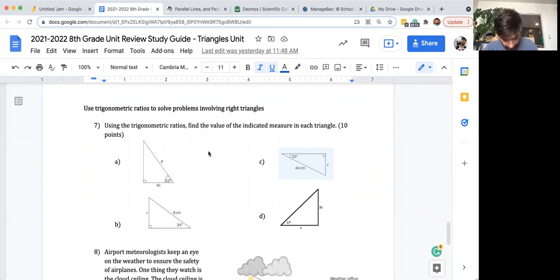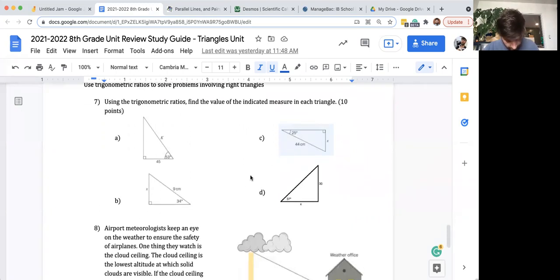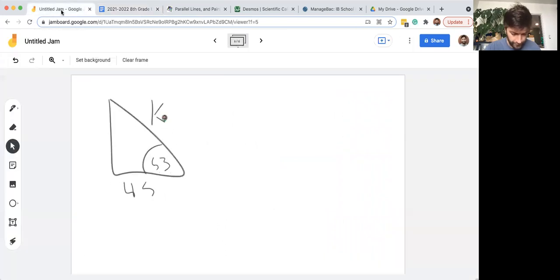So now we're using our trig ratios, okay? 53 degrees. Doing this first one, 45 and K. So there's our right triangle. It has to be a right triangle to use our trig ratios.